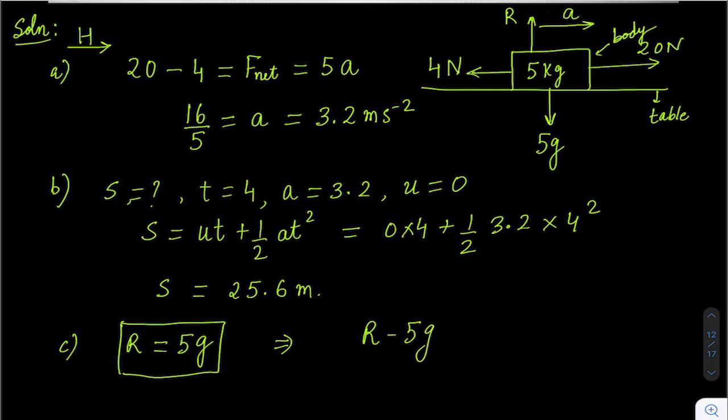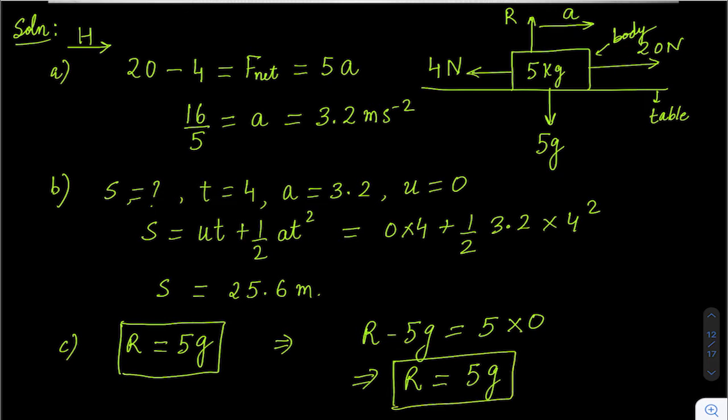Or you can solve like this also. R minus 5g is equal to mass, that is 5, into acceleration 0. It will give you the same thing. So the reaction force by the table on the body is 5g newtons. That is nothing but, if you take g as 9.8, it will come out to be 49 newtons. So that is our answer.